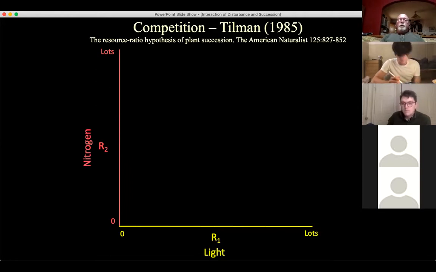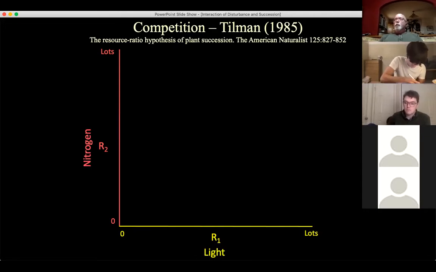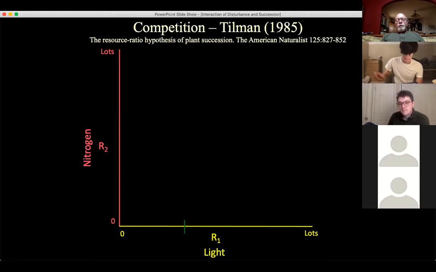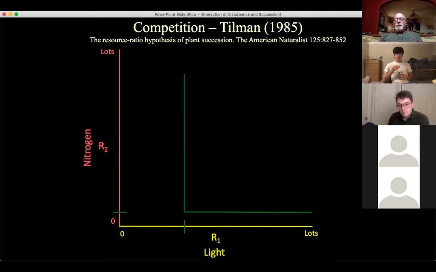And for all the reasons we talked about today, nitrogen can be limiting because it leaches out of soils, and bacteria denitrify it and blow it back to the atmosphere. It's hard to fix to begin with, so there are limitations on fixation, all kinds of reasons why nitrogen is hard to come by. And so we have these two species. One species needs a lot of light, but needs relatively little nitrogen. And so its zero net growth isocline looks like this.